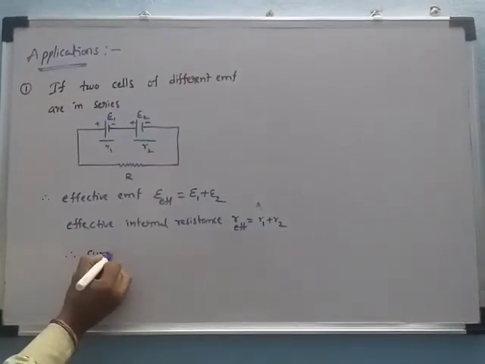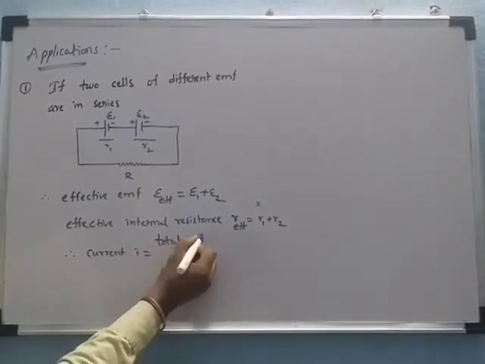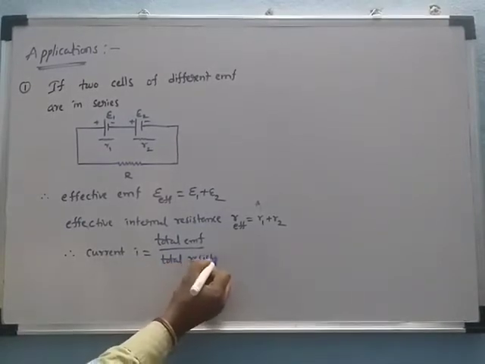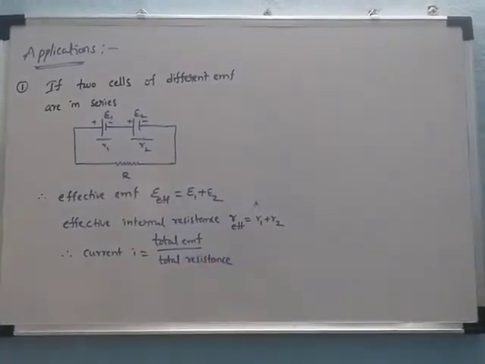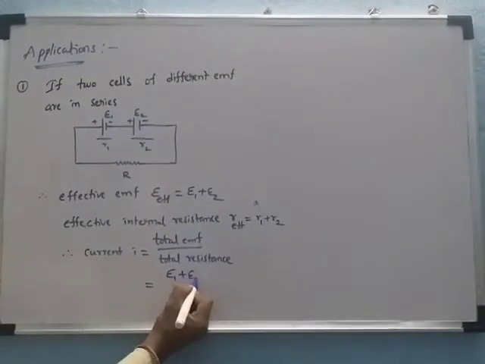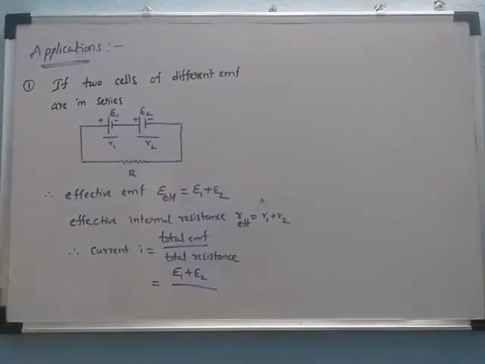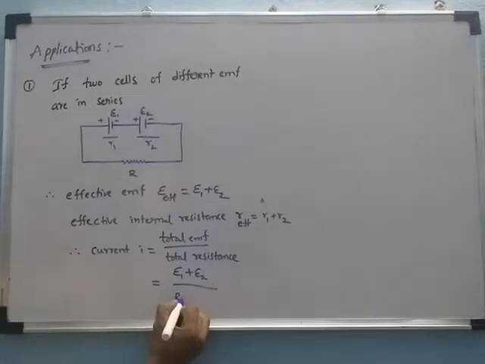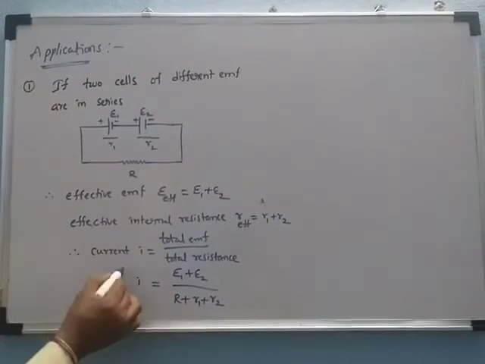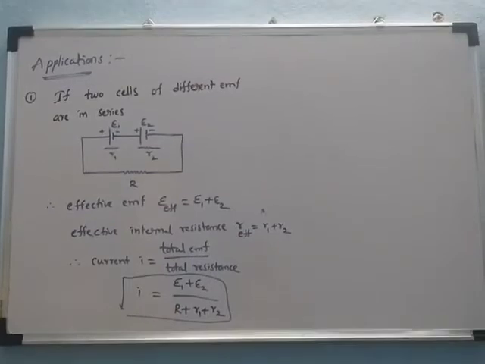Therefore the current in the circuit, I, is equal to total EMF by total resistance. The total EMF is E1 plus E2, and the total resistance is external resistance R plus internal resistances small r1 plus small r2. This is the current in a circuit if two cells of different EMF are in series.